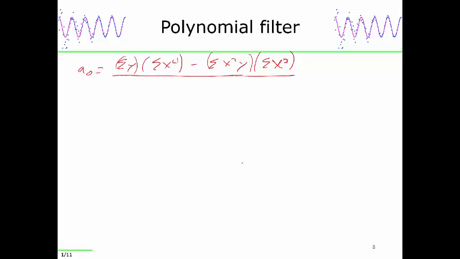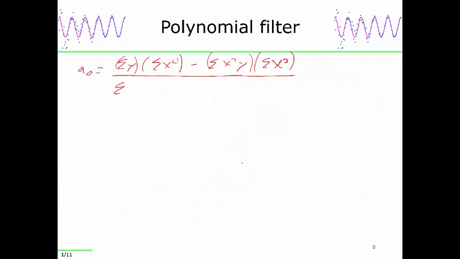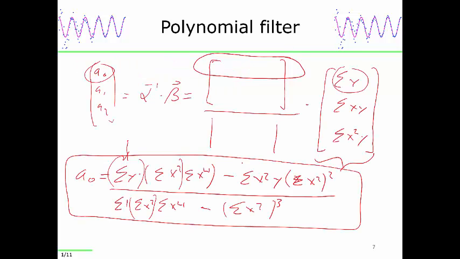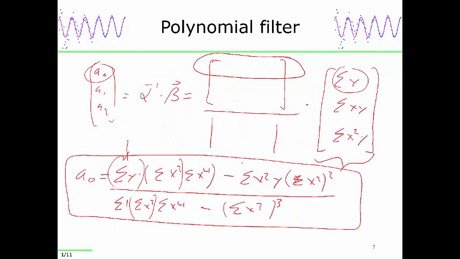And then now this becomes over summation of 1, summation of x to the fourth, minus summation of x squared, squared. Looks good? Okay. Now we're finally in a position to take advantage of these numbers. Summation of x squared is 10, summation of x to the fourth is 34, and summation of 1 is 5. So let's go ahead and plug those back into this.